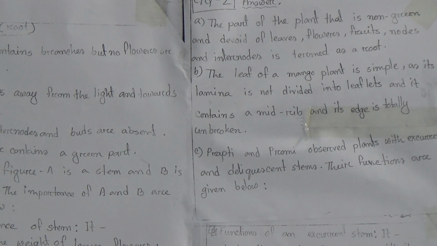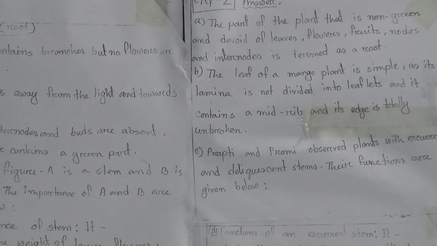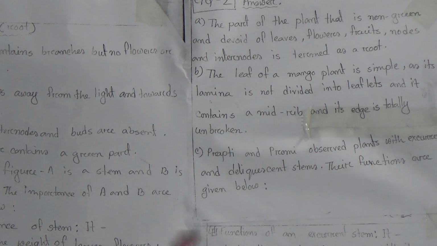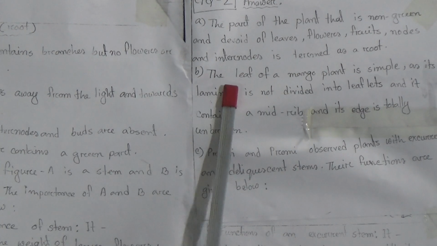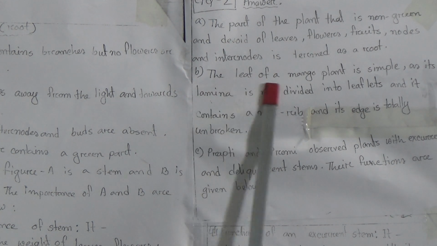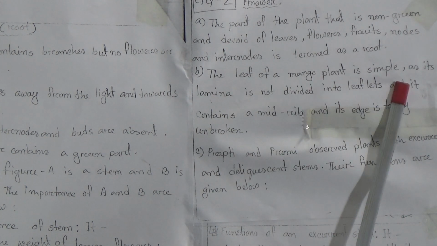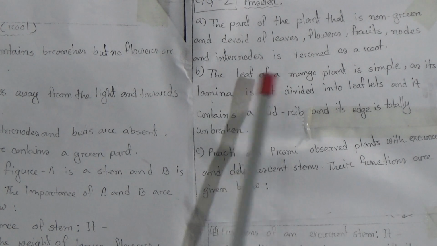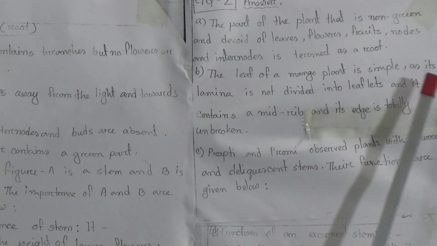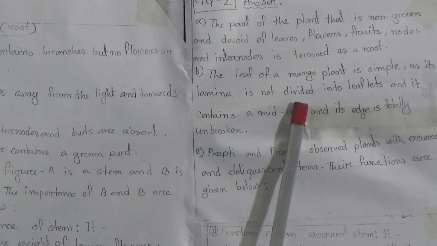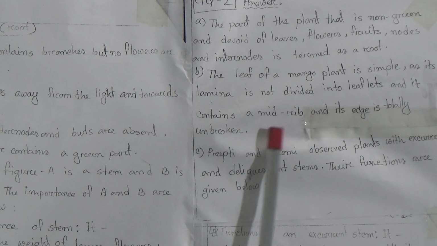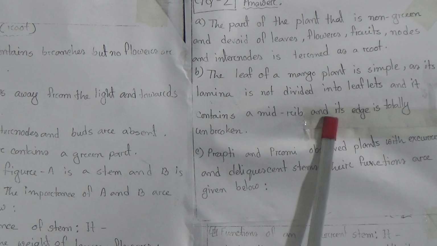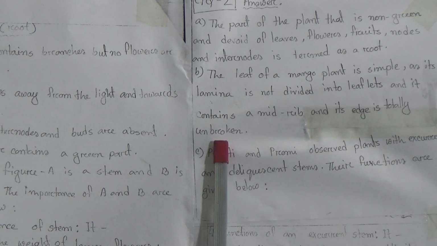Now come to question number B, describe the type of mango leaf. We have to describe the mango leaf. Answer to B: the leaf of a mango plant is simple, as its lamina is not divided into leaflets and it contains a midrib and its edge is totally unbroken.